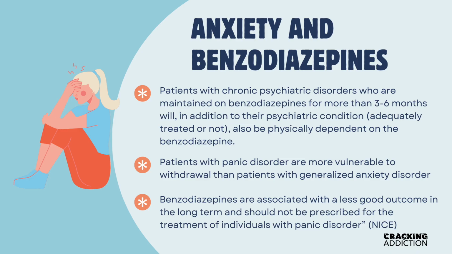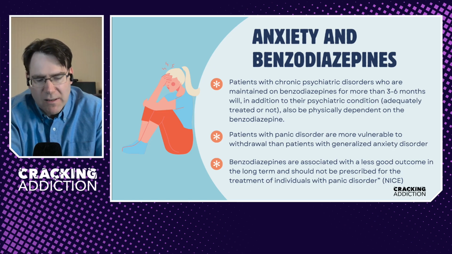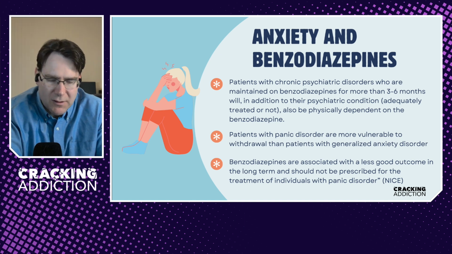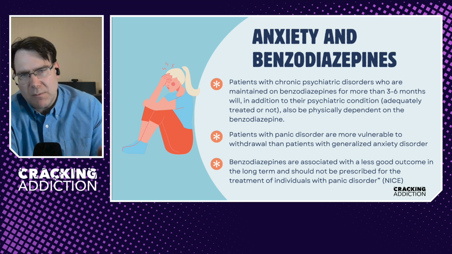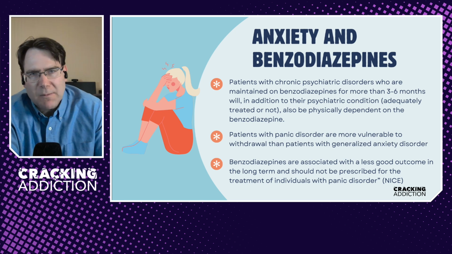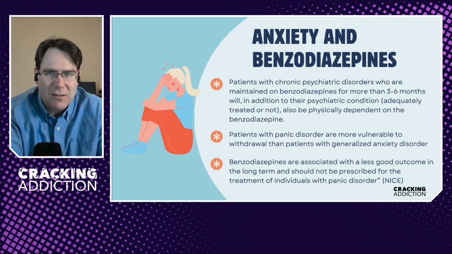Now, if we look at anxiety, patients with chronic psychiatric disorders who are maintained on benzodiazepines for more than 3 to 6 months, in addition to their original psychiatric condition, whether or not it's adequately treated, are now also determined to be physically dependent on the benzodiazepine. So if you're on benzodiazepines for anxiety and you're taking them for more than 3 to 6 months, you've now got a second disorder. You've now got dependency on benzodiazepines. You've got benzodiazepine dependence. You've got, according to the DSM-5, benzodiazepine use disorder.